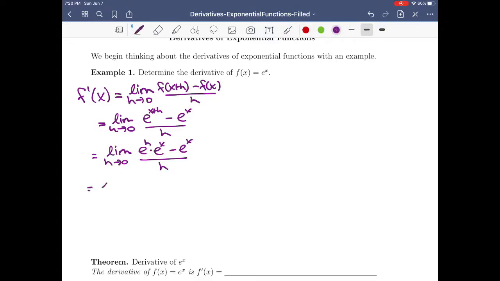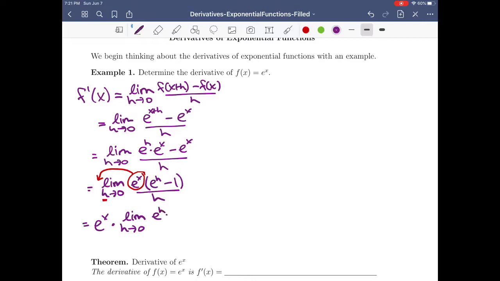Now I see that I can factor out e to the x from the top, so that's e to the h minus 1 left over, all over h. Now e to the x doesn't depend on h, so it acts like a constant, which means I can move it outside the limit. So this is e to the x times the limit as h goes to 0 of e to the h minus 1 over h. Notice we still can't evaluate this limit. If I plug in h equals 0, I get 0 over 0.